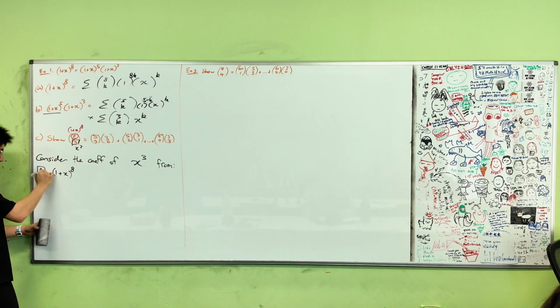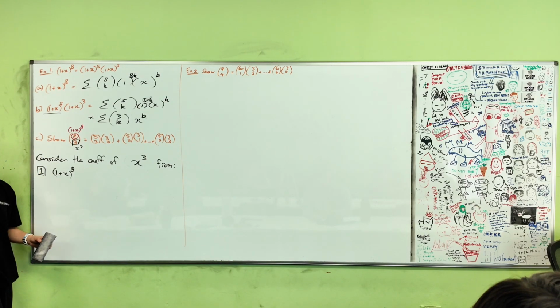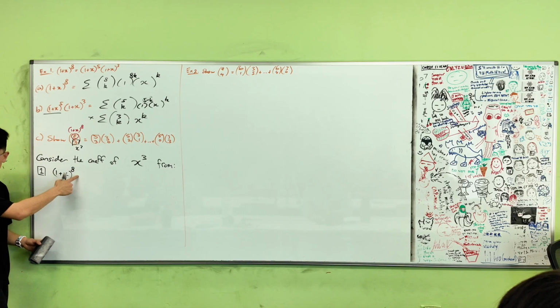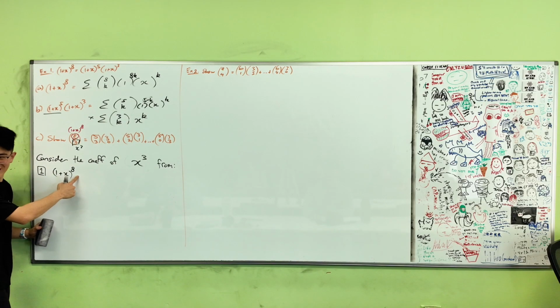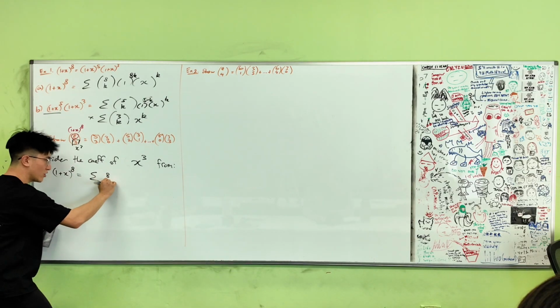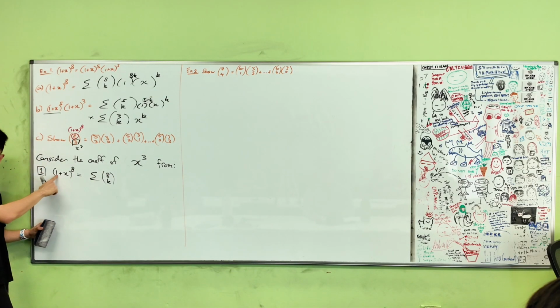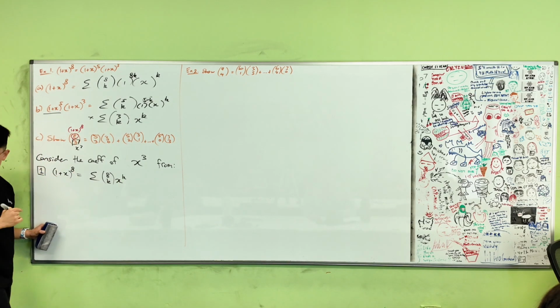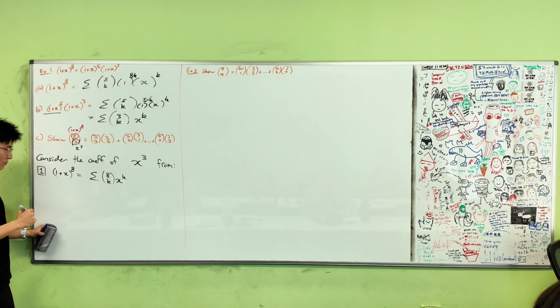Alright, 1 here, because this is the first way I'm going to consider the coefficient. Next step, every time you see expansion, what's the first thing you're going to write? Summation. So you're going to write sum of 8 choose k, 1 to the power of something, x to the power of k. I'm okay if you just write up to that step without the 1.